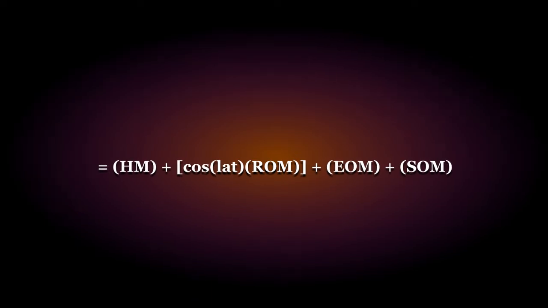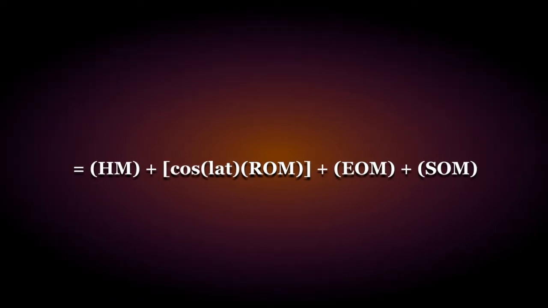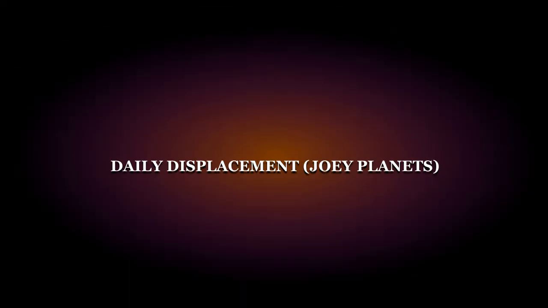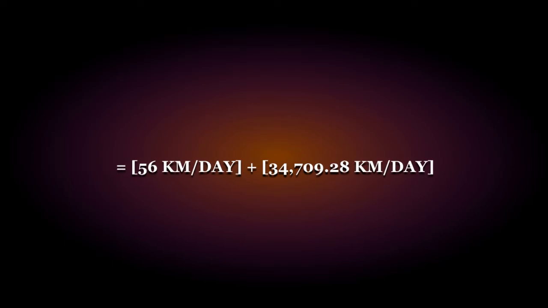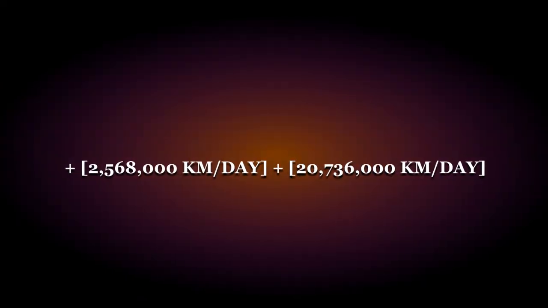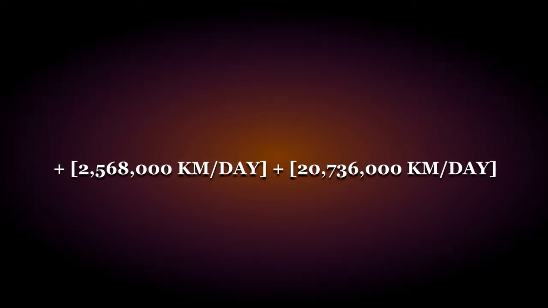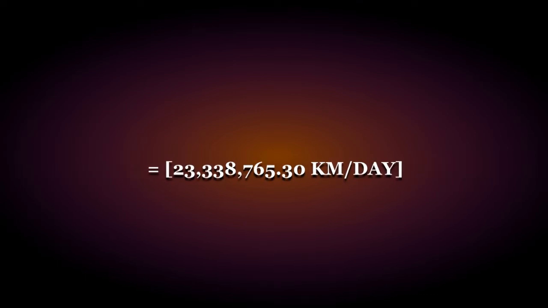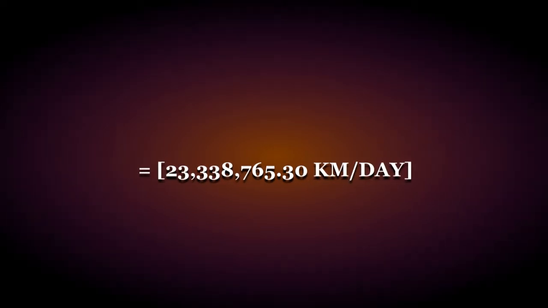Daily displacement equals HM plus cosine of latitude times ROM plus EOM plus SOM. Daily displacement, Joey Planets, equals 56 kilometers per day plus 35,709.28 kilometers per day plus 2,568,000 kilometers per day plus 20,736,000 kilometers per day equals 23,338,765.3 kilometers per day. This is equivalent to roughly 14 million miles, and we don't even feel it.